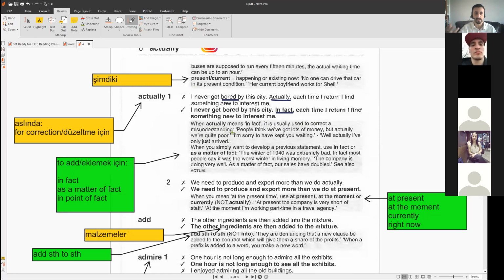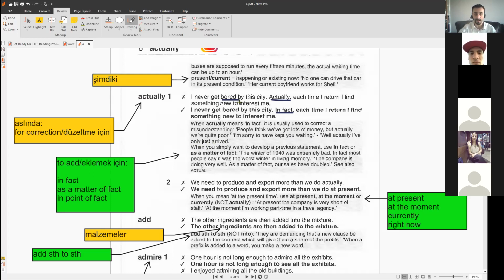Correct a misunderstanding. People think we've got lots of money, but actually, again here what? We have the opposite ideas, and of course, I want to correct a wrong idea. But actually, we're quite poor. I'm sorry to have kept you waiting. Well, actually, I've only just arrived. Actually, again, we use it to correct the misunderstanding.